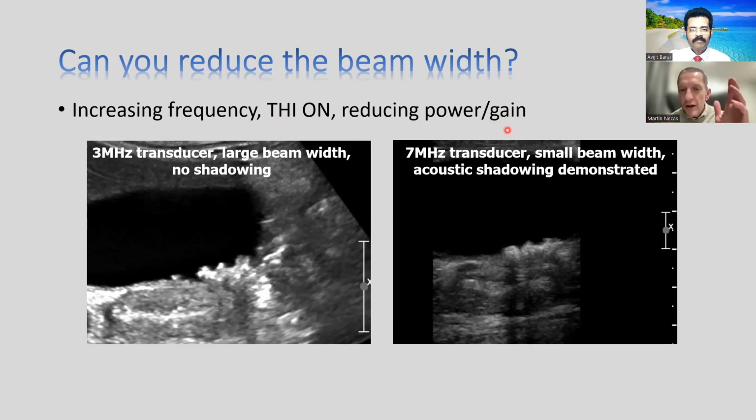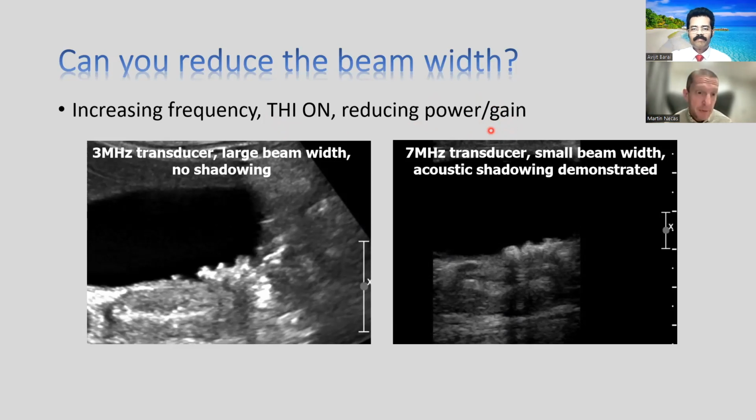And interestingly, reducing the power and gain can also reduce the beam width. That's because if you are operating at high power and high gain, the pixels on the screen literally glow. You can do a simple experiment by dropping a pin in a glass of water and turning the gain up and down to visualize the object. You'll see that it changes size. And so keeping gain and power at a conservative level is really useful.